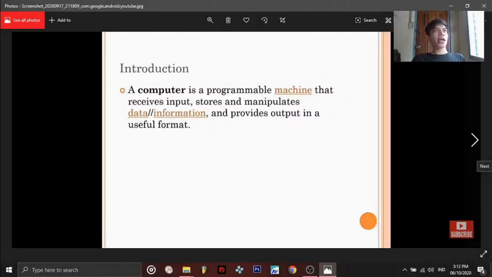As we can see today, we talk about the difference between microprocessor and microcontroller. So, introduction. A computer is a programmable machine that receives input, stores and manipulates data and information, and provides it in useful form.